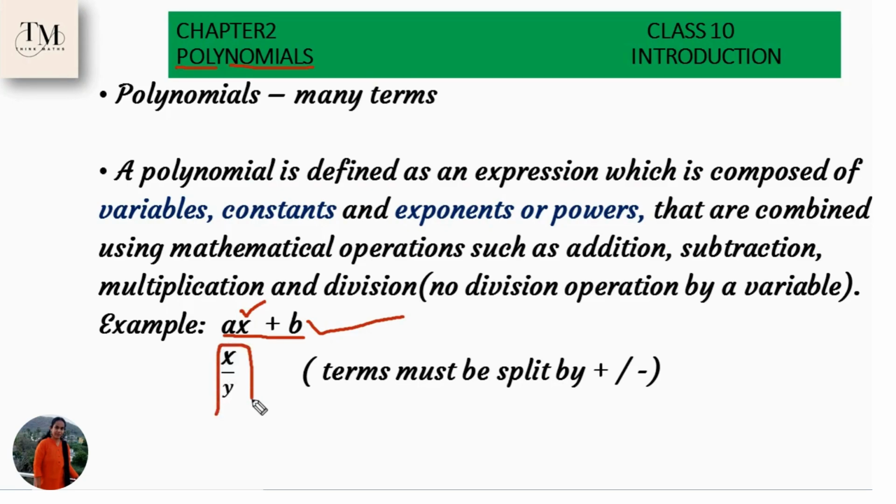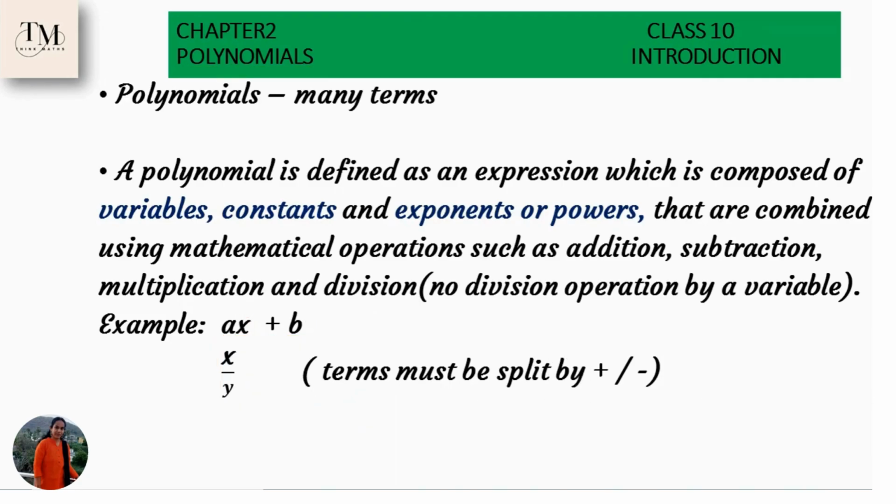Next they gave x divided by y. This is not a polynomial because here a variable is divided by another variable. That is, x should not be divided by another variable. So we can write x plus y or x minus y. This can be followed, but x divided by y is not allowed in polynomials. So ax plus b is a polynomial, x by y is not a polynomial. That is, terms must be split by plus or minus.